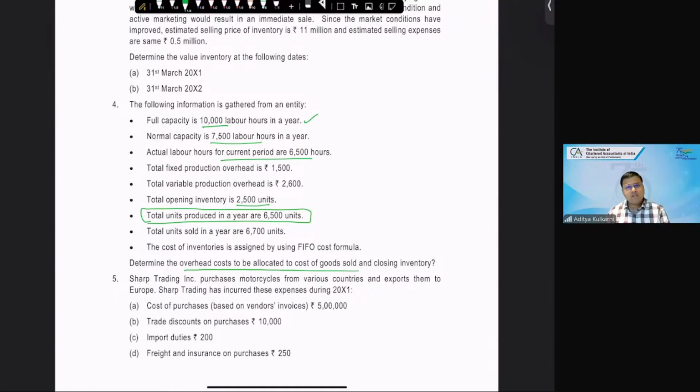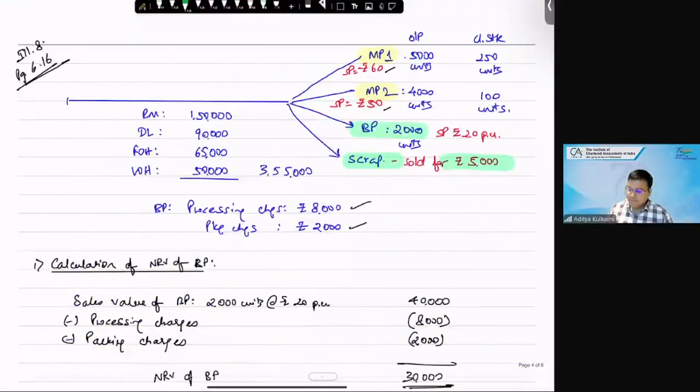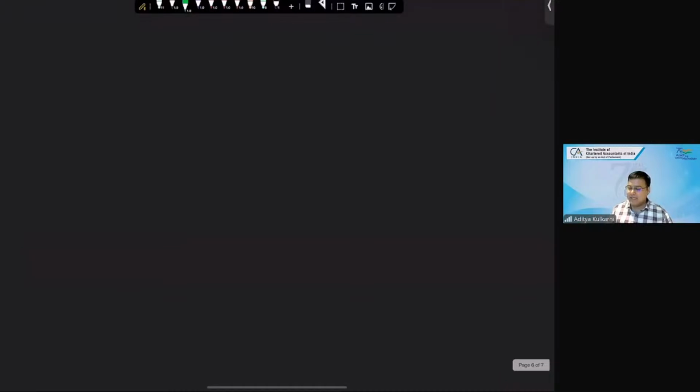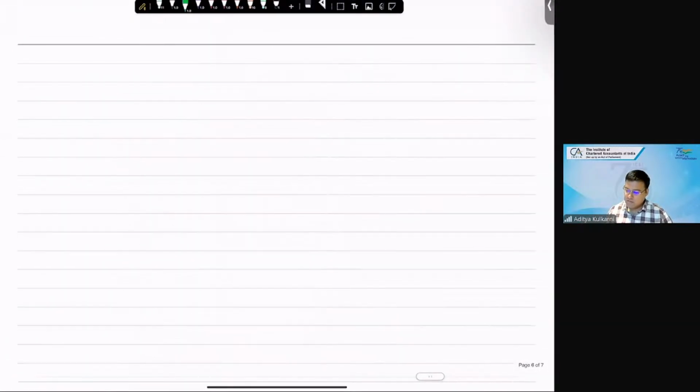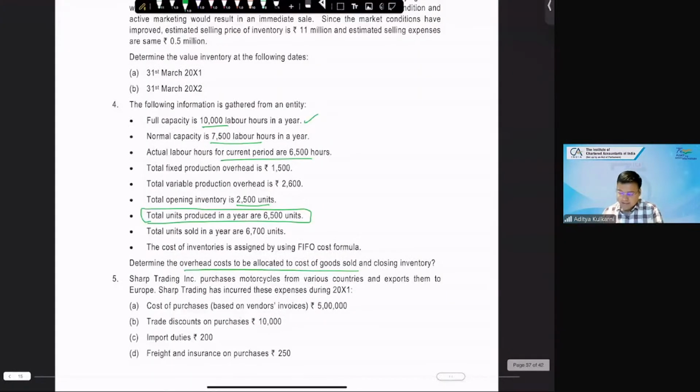Okay. So can we do this question right now? Yeah. We shall try this question. Then we shall come back to the theory because I feel that it's better we do the question before going further so that you can understand it. Okay. Now, you are having output method because you know the output, it is 6,500 units. You are having actual labor hours 6,500 hours.